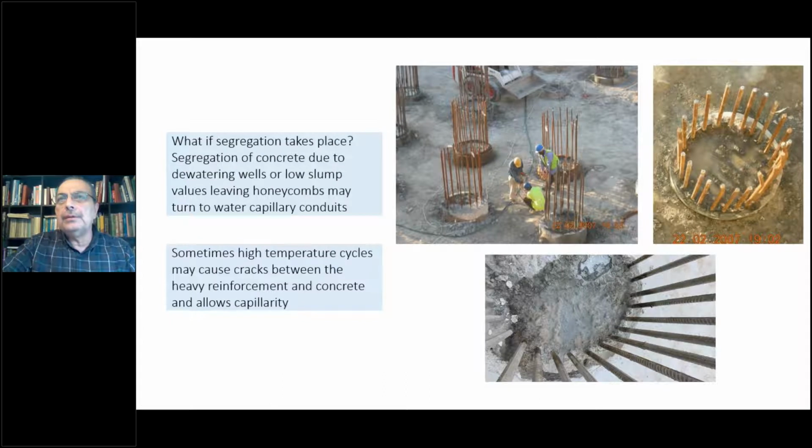Also, another issue is very interesting. Sometimes high temperature cycles may cause cracks between the heavy reinforcement and the concrete and allow capillarity. This phenomenon is very little studied, but I have seen it. You may see cracks around the steel bars, like 40 millimeter bars, in a heavily reinforced pile, where there is a huge difference in temperature between the casting and the usage of the pile, and also daily or seasonal changes in temperature. Because of the difference in the thermal coefficient of expansion of the concrete and the steel, you may have this problem.